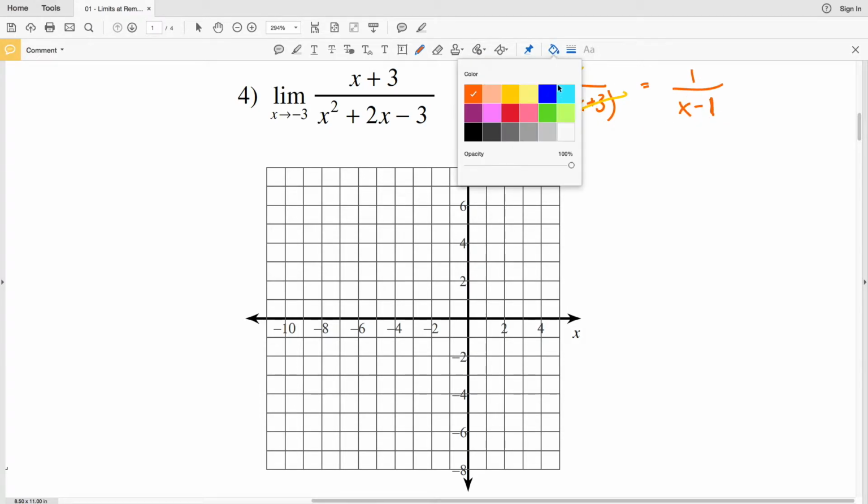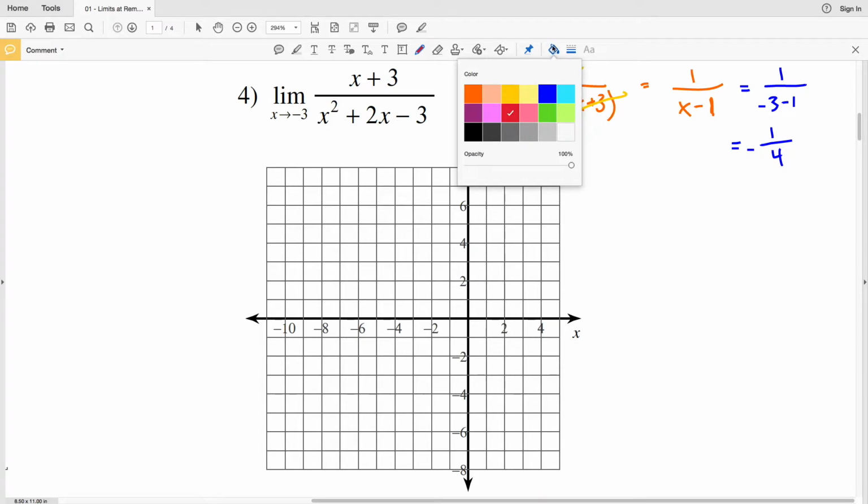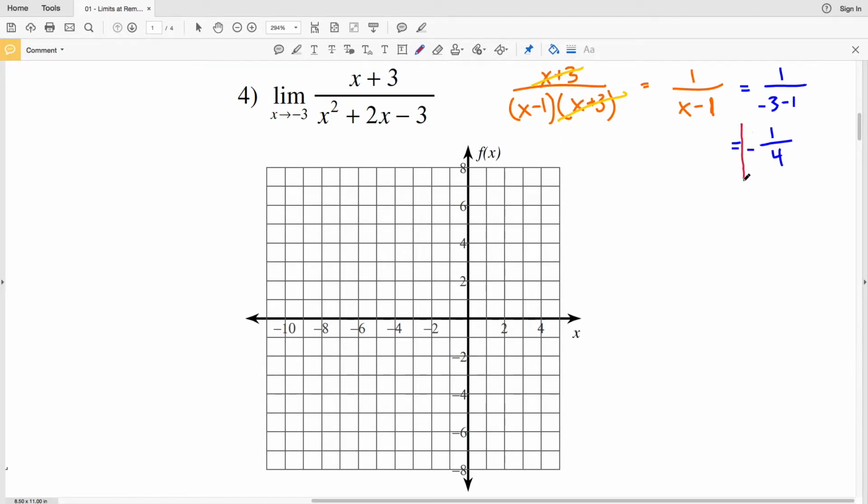Now we'll take that value and plug it in, because now when we plug -3 in, we do not get 0 in the denominator, so we can solve. So that will be 1 over -3 minus 1, which equals 1 over -4, or -1/4. So that's the solution of our limit of f of x as x approaches -3. In other words, as x approaches -3, f of x approaches -1/4.